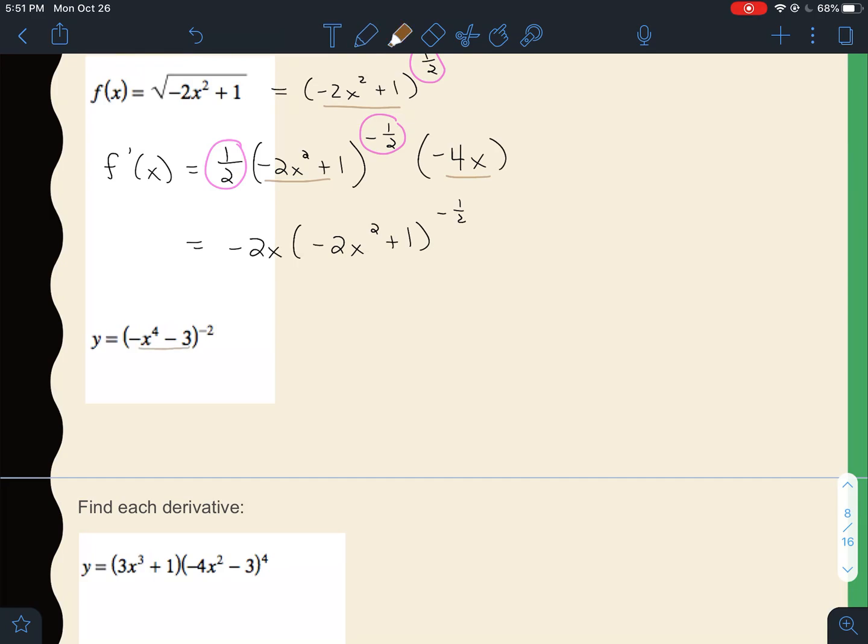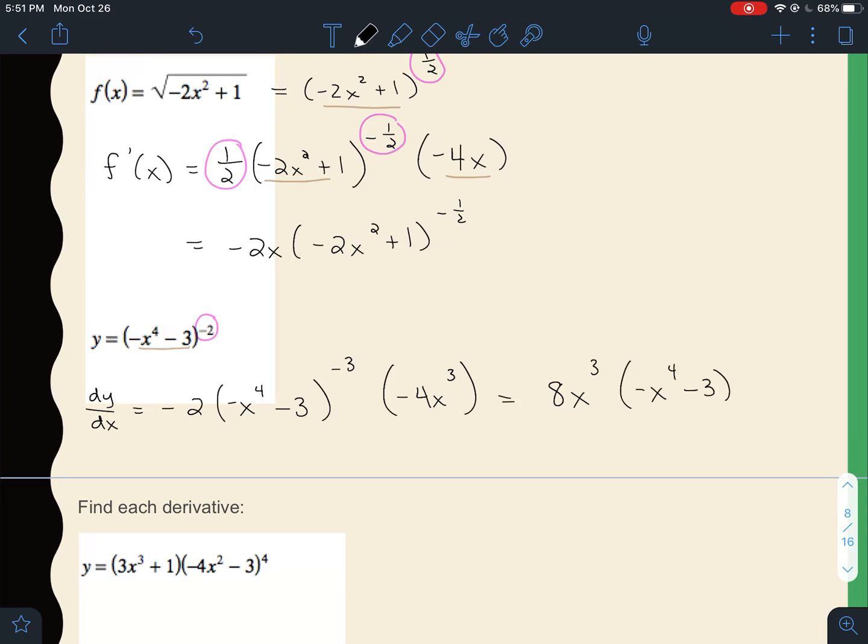All right, so the inside function is negative x to the 4th minus 3. And then the outside function is to the negative 2nd power. So the derivative, dy over dx, is going to be derivative of the outside, negative 2, and then subtract 1 from the exponent, negative 3. Leave the inside alone, negative x to the 4th minus 3, and then times by the derivative of the inside, so negative 4x to the 3rd power. And again, if you wanted to simplify that, you would get 8x to the 3rd, and then negative x to the 4th minus 3, raised to the negative 3rd power.